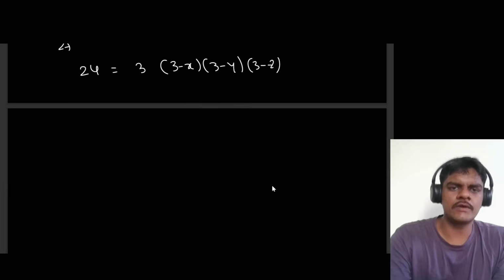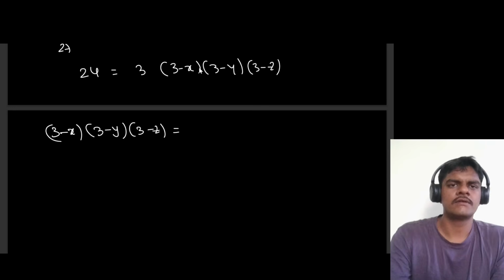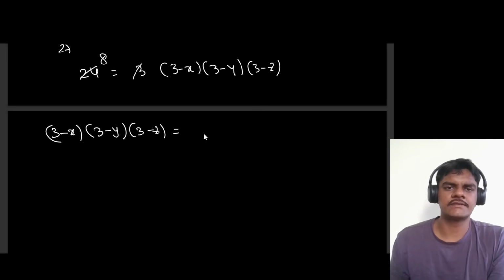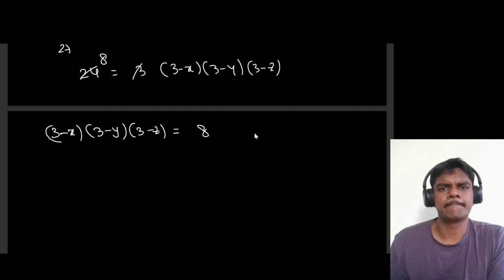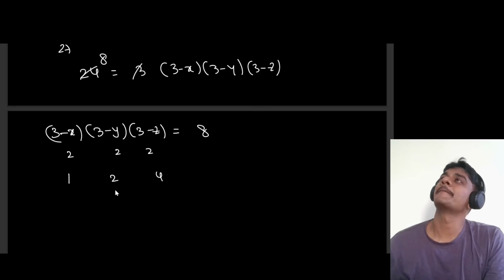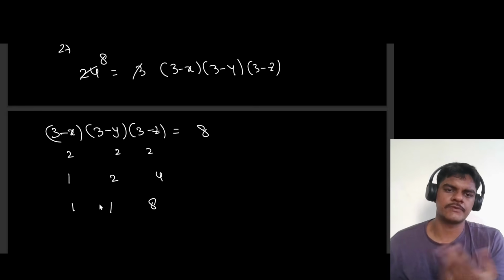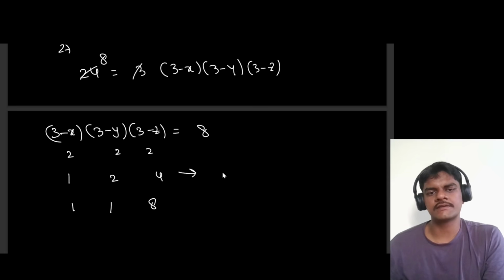So 24 is equal to 3 into (3 minus x)(3 minus y)(3 minus z). So what do we have? We have (3 minus x)(3 minus y)(3 minus z) is equal to, I think this will be 3 into 8, right? So what can we say? 8 can be 2, 2, 2, or 8 can be 1, 2, 4. Can it be anything else? 1, 1, 8, that is also possible. And there will be three iterations of this.